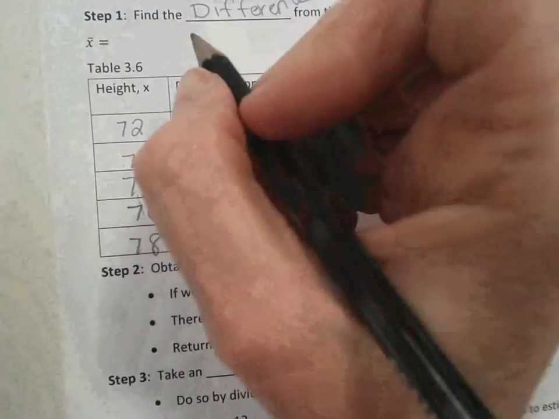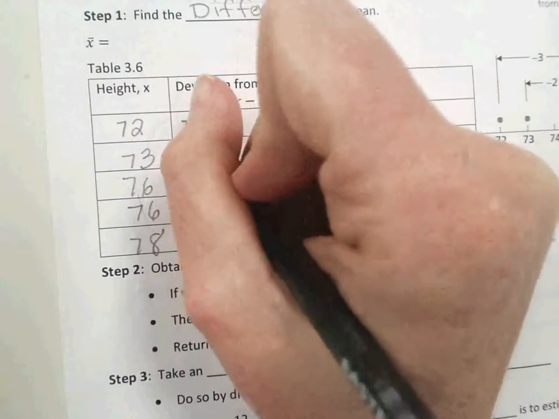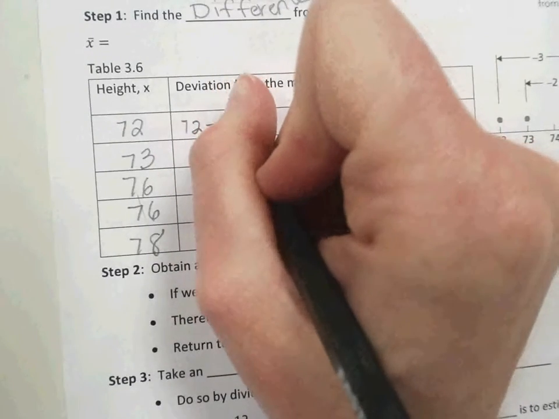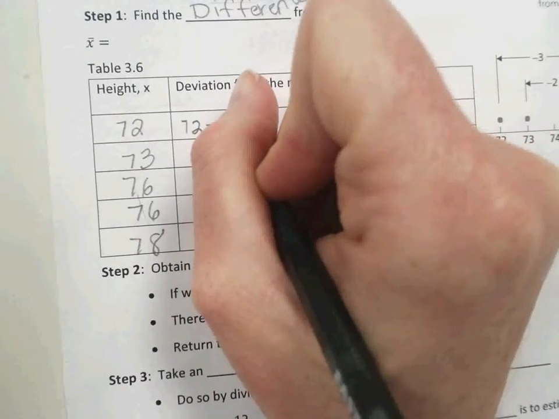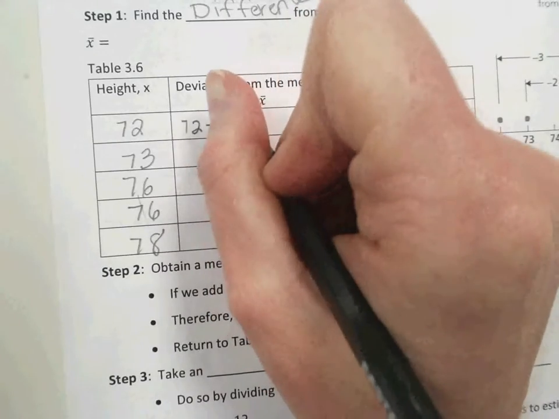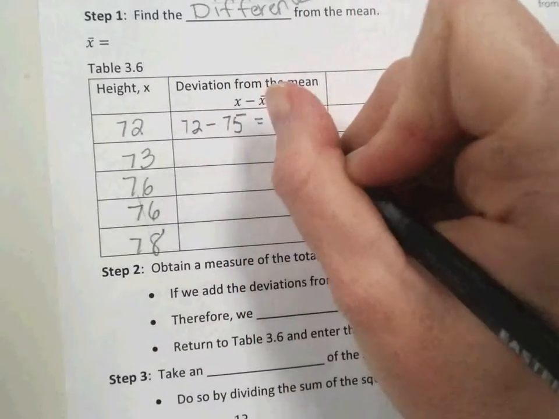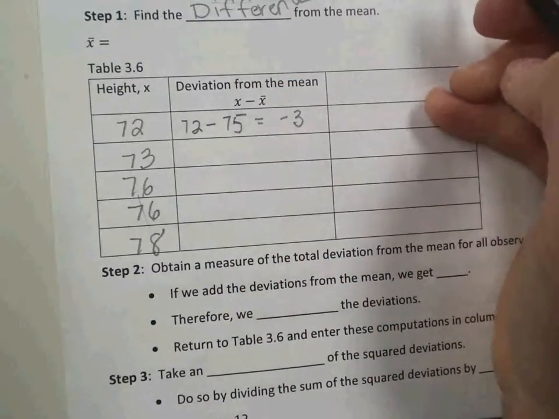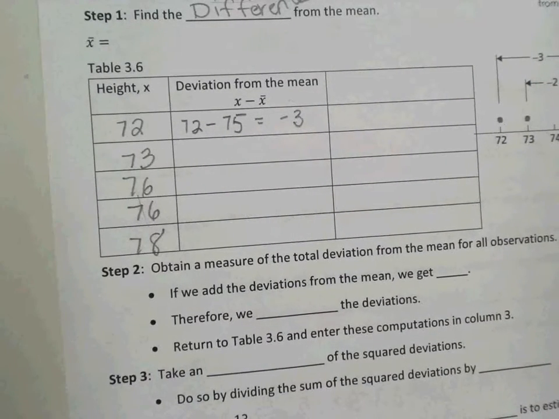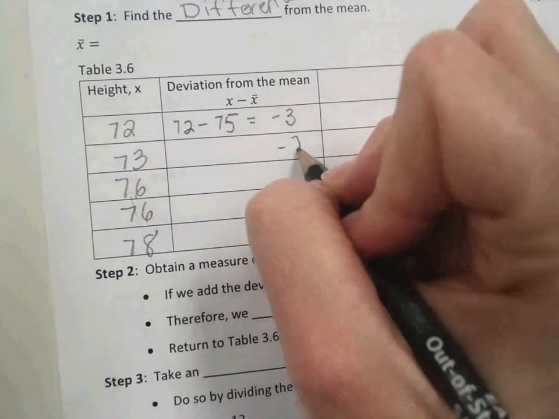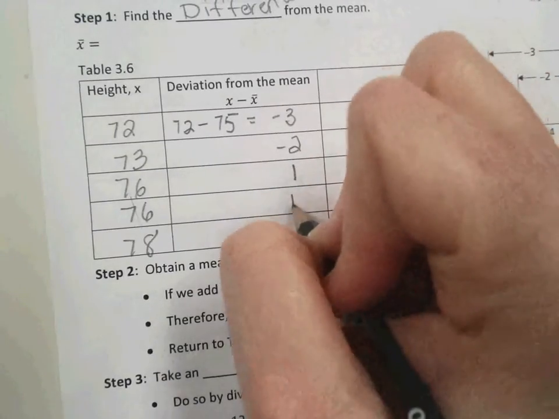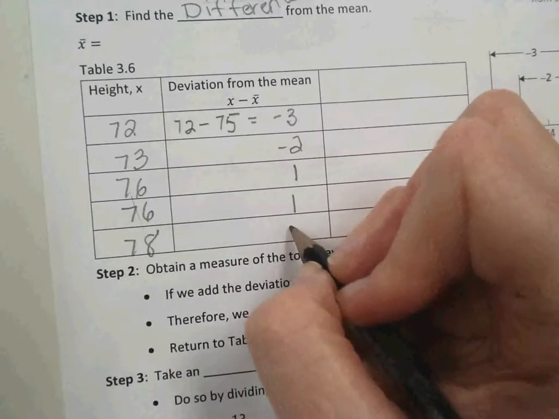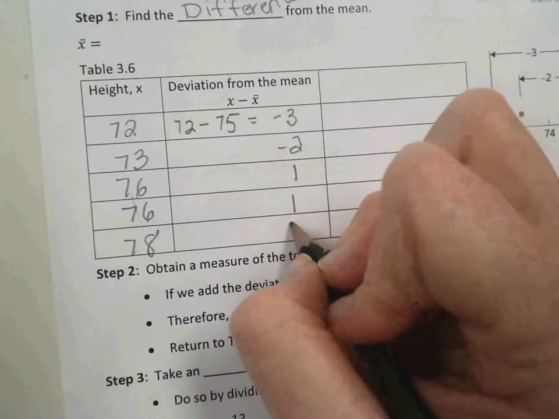So we're going to take each point, and then we're going to subtract the mean, which we calculated. What did we calculate it to be? 75. So 72 minus 75, that's negative 3. 73 minus 75, that's going to be what? Yep, negative 2. 76 minus 75, just 1. And 78 minus 75, that's 3.